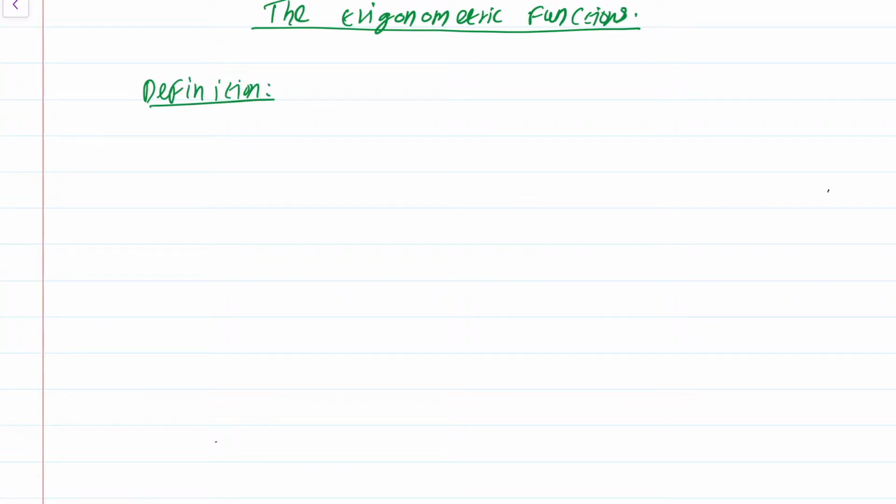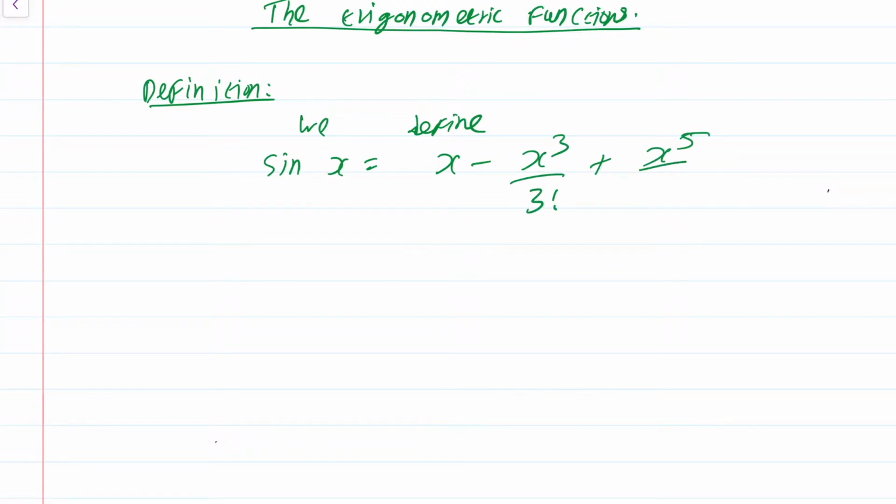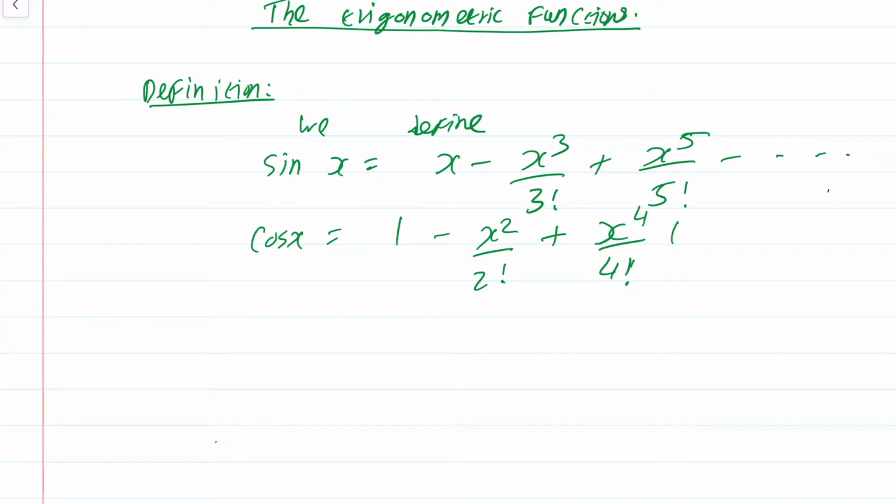We define sin x to be x minus x cubed by 3 factorial plus x power 5 by 5 factorial minus plus minus plus and so on. And similarly we define cos x to be 1 minus x squared by 2 factorial plus x power 4 by 4 factorial minus dot dot dot. Again the signs will change alternatingly.